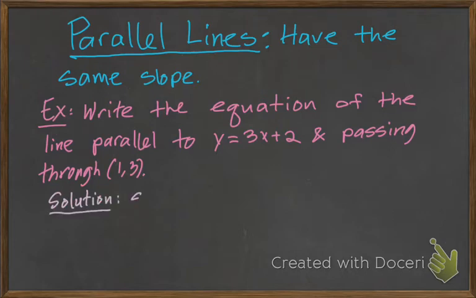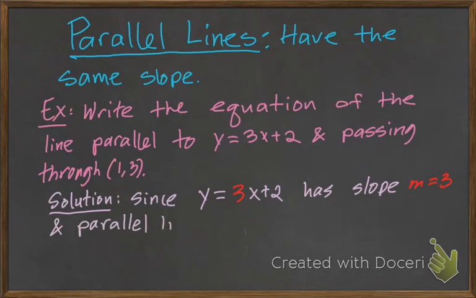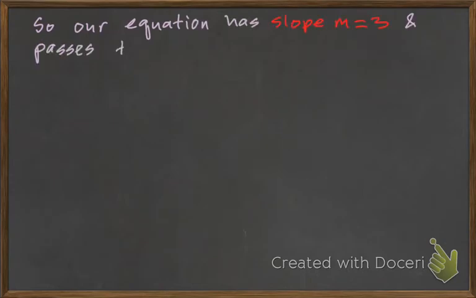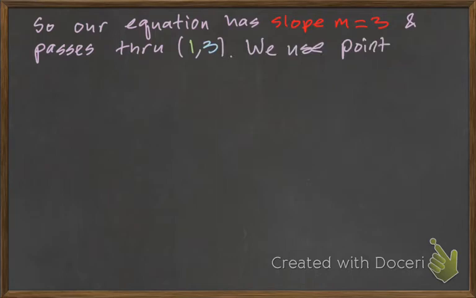Our solution: since y equals 3x plus 2 has slope m equal to 3 and parallel lines have the same slope, our equation must have slope m equal to 3 also. So our equation has slope equal to 3 and passes through the point (1, 3).